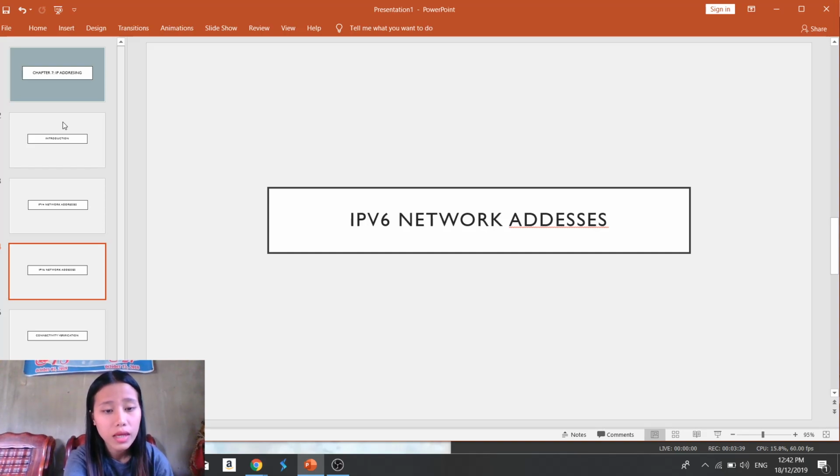For the next one, IPv6 network addressing, the need for IPv6. The depletion of the IPv4 address space has been the motivating factor for moving to IPv6. As Africa, Asia, and other areas of the world become more connected to the internet, there are not enough IPv4 addresses to accommodate this growth.